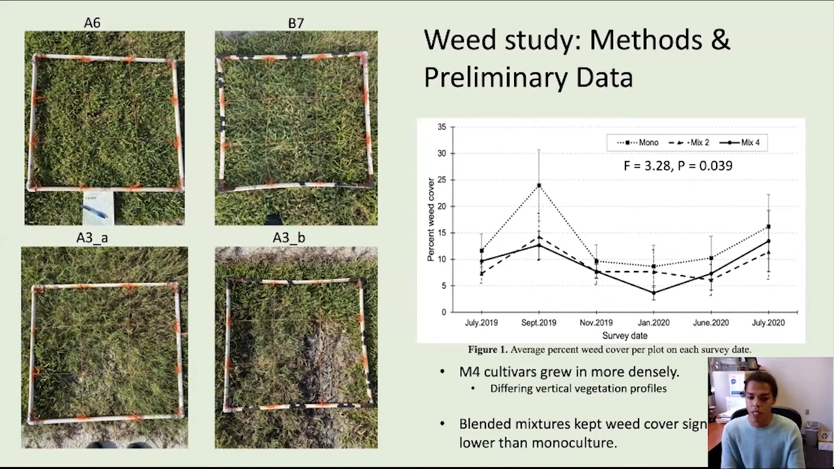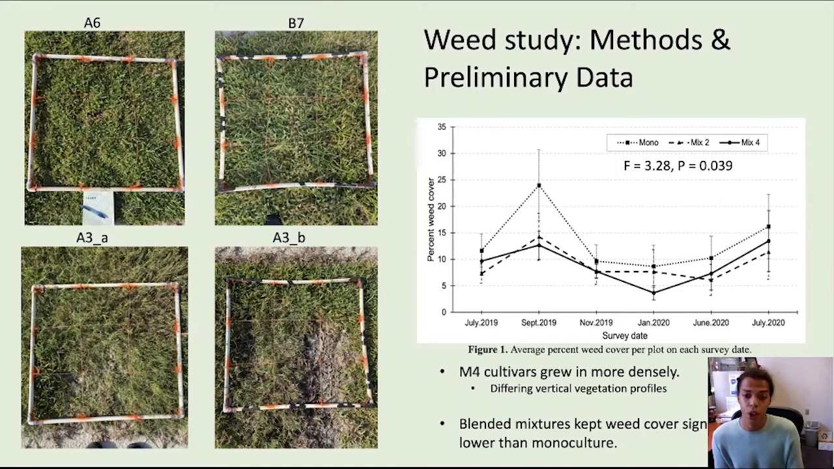So we have a little bit of preliminary data from that. We know that the mix of 4 cultivars grew more densely than the others, and that could possibly be due to the differing vertical vegetation profiles that you have as you increase diversity. We also knew that blended mixtures kept weed cover significantly lower than monocultures.